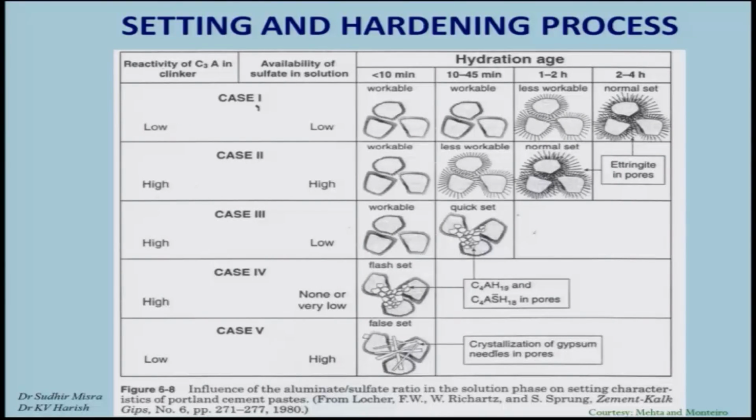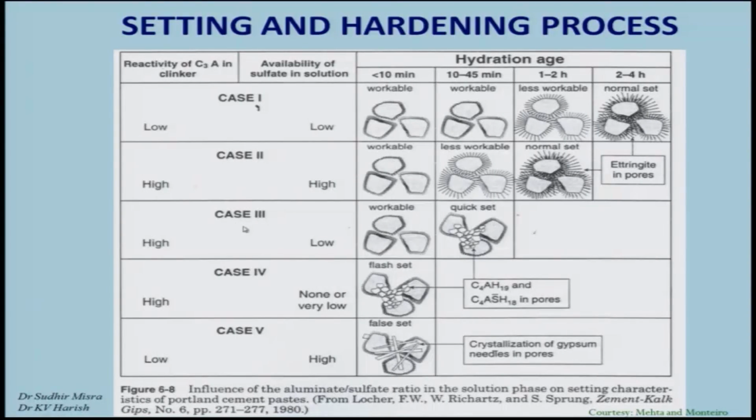And remember that the normal set primarily happens because of the formation of ettringite. From the view of general Portland cement based paste system, the first case and second case are preferred, primarily because there is a good balance of tricalcium aluminate and sulfates, although in the first case it is low and in the second case it is high.